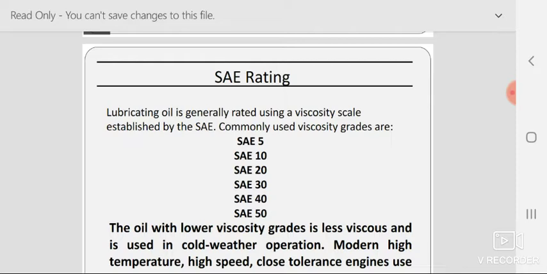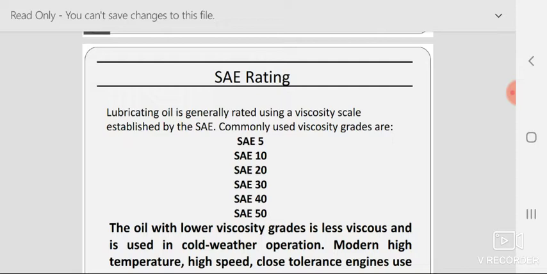You can see it starts from SAE 5 and goes up to SAE 50. SAE 5 is the least viscous, SAE 10 is more viscous, SAE 20 is still higher, 30 is still higher, 40 is still higher, and SAE 50 is the most viscous. So in cold countries, in cold weather conditions, when the oil is to be used, the lower SAE grade is used. For example, SAE 5 is better as compared to SAE 50.